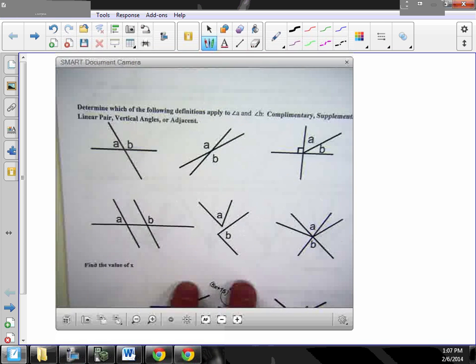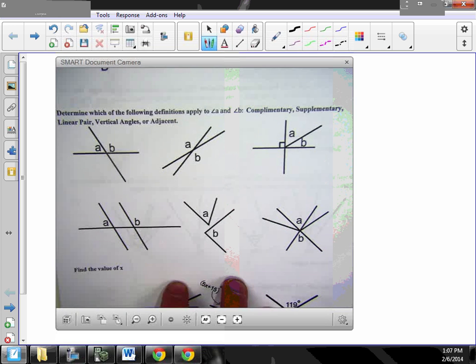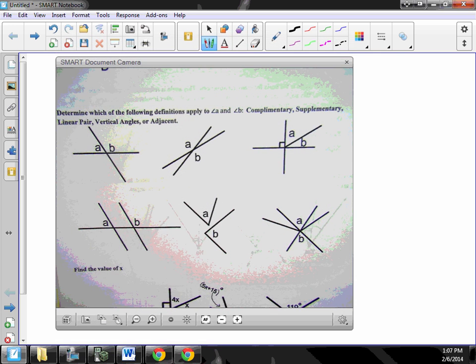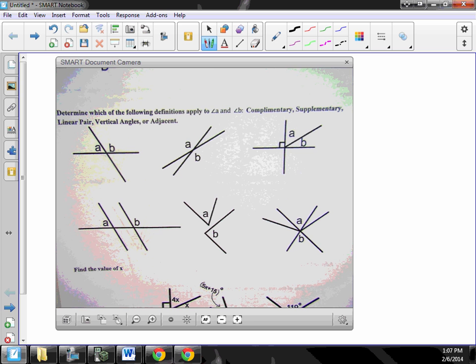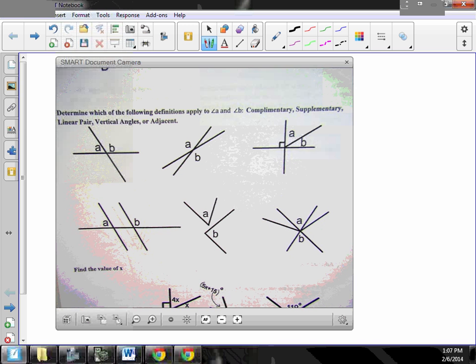So now we're going to look at a set of angles and we're going to determine for which definitions it applies. So the first one, they are supplementary. Anything else? Go ahead and abbreviate. Don't write the whole word out. Yes. They are adjacent, which means they're also a linear pair. If you're supplementary and adjacent, then you're automatically a linear pair. So that one fits three definitions.